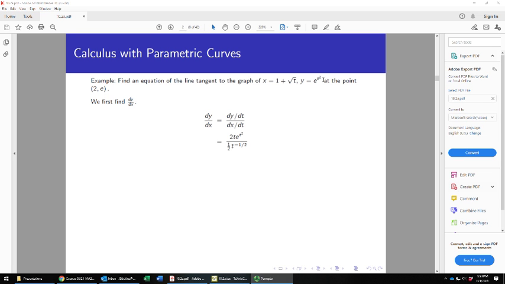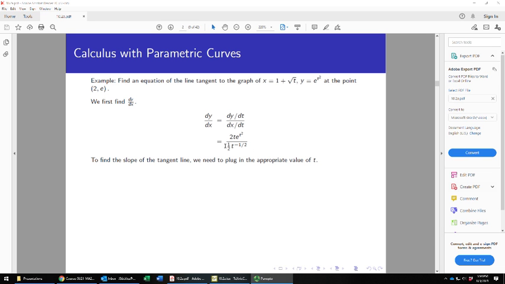You need to use a chain rule on the e to the t squared. That gives us 2t e to the t squared. Here, this is for the dx dt, this is t to the 1/2, so its derivative would be 1/2 t to the negative 1/2. We could simplify that if we wanted to, but really we just want the slope of the tangent line.